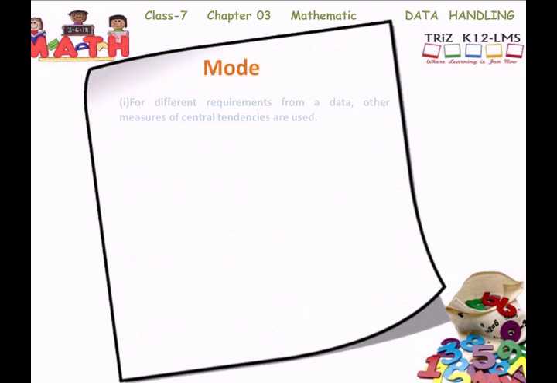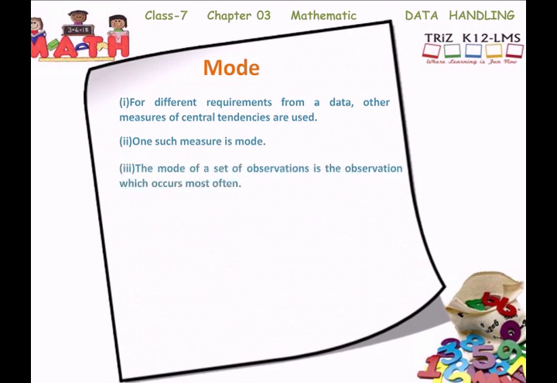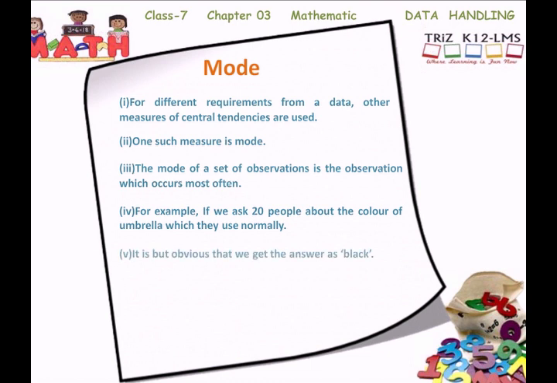Mode. For different requirements from a data, other measures of central tendencies are used. One such measure is mode. The mode of a set of observations is the observation which occurs most often. For example, if we ask 20 people about the color of umbrella which they use normally, it is but obvious that we get the answer as black. So black is the mode of observations.